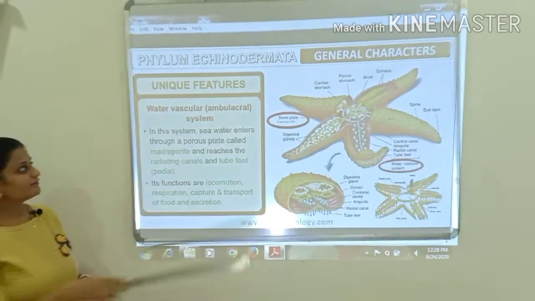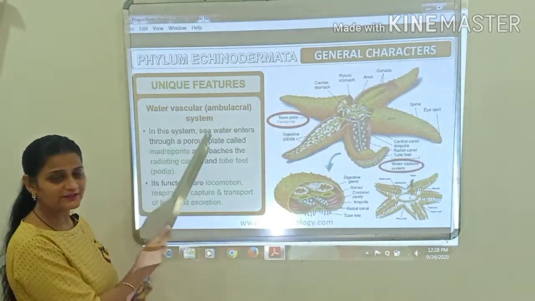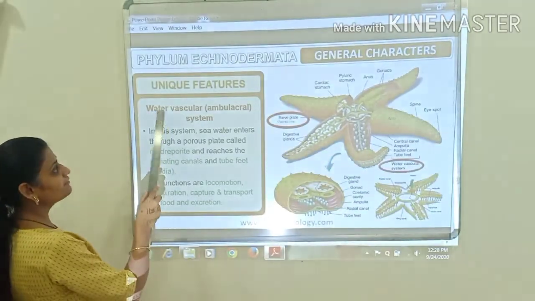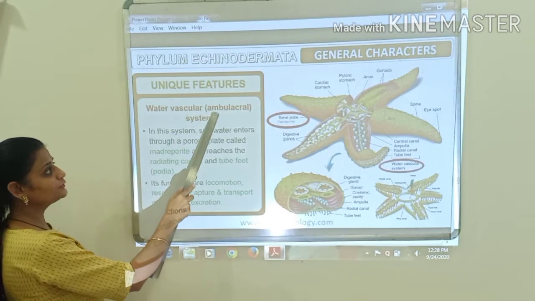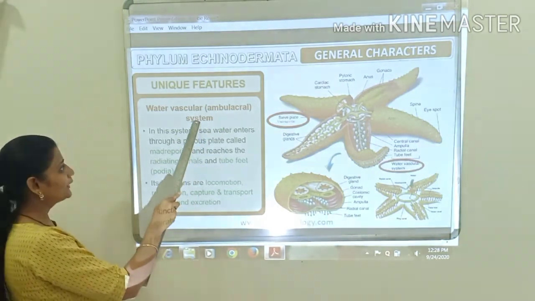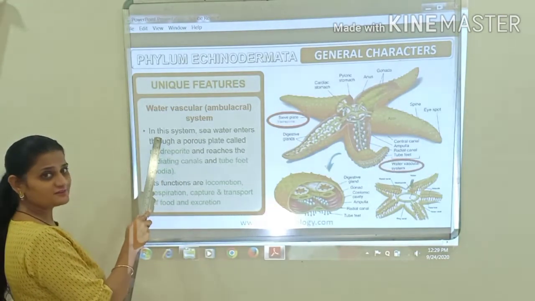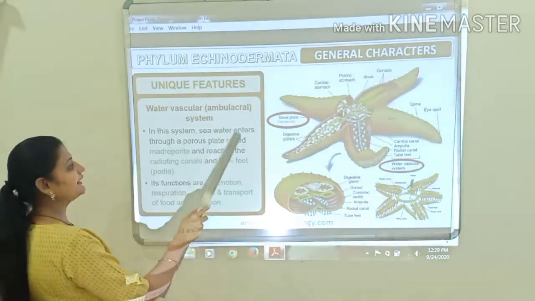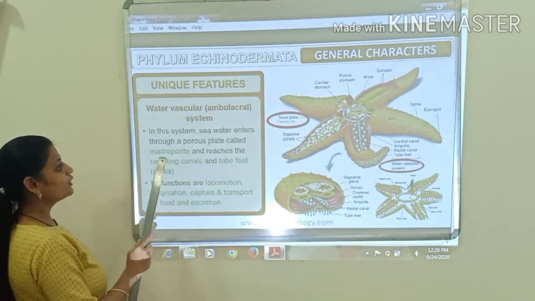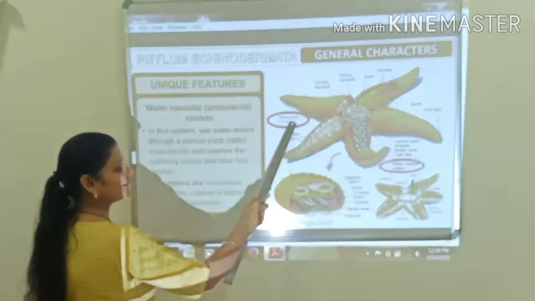If we talk of the water vascular system, we have already talked about it. I have already explained it in the last slide, but we will see it once again. The water vascular system is also known as the ambulacral system. In this system, sea water enters through a porous plate which is called the madreporite, or the sieve plate.